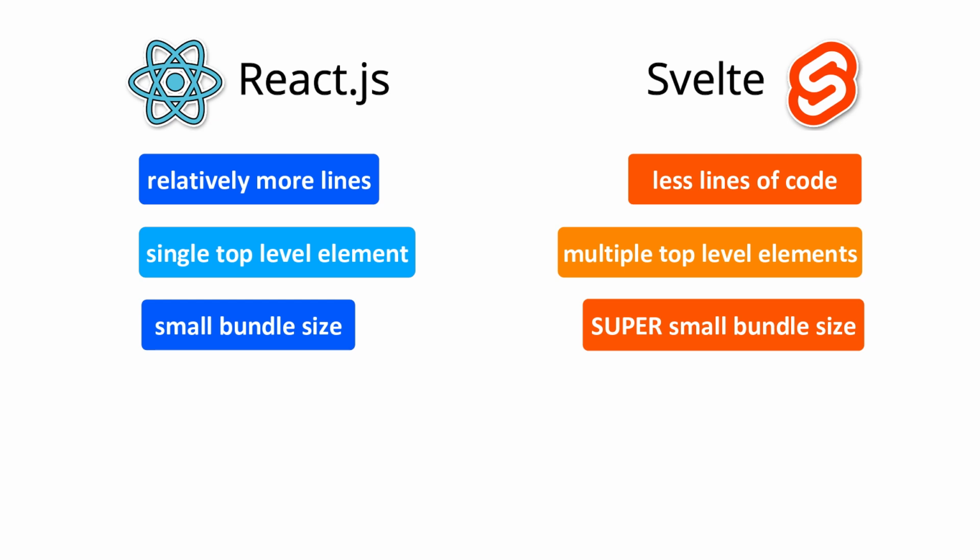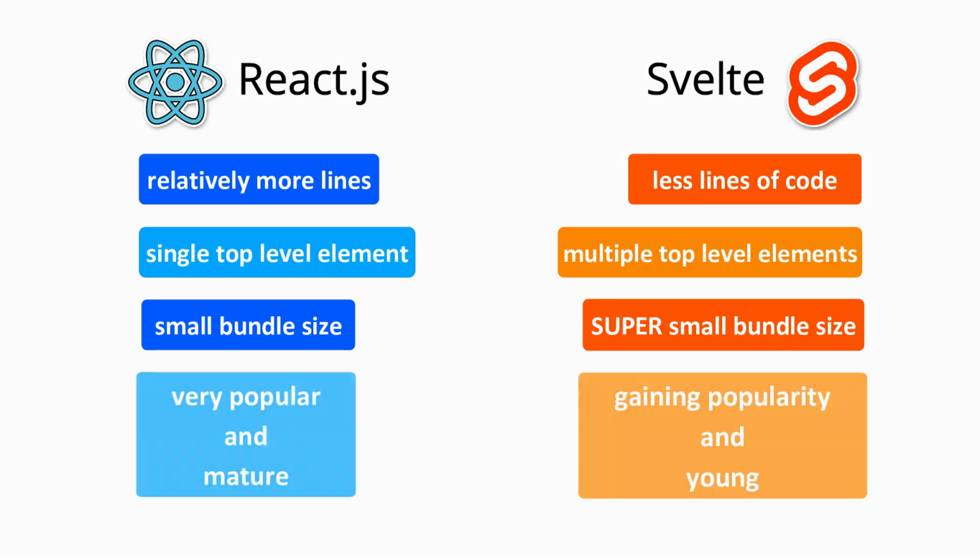Now, moving on, let's talk about popularity. Svelte is actually gaining popularity. It's relatively young, whereas React is extremely popular and is used by many big enterprises like Facebook, Uber, Netflix, and Instagram, and is very stable right now.